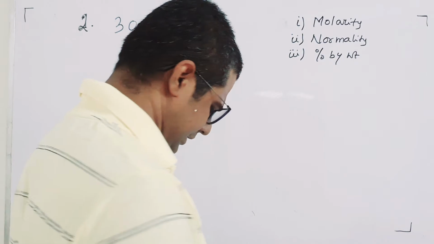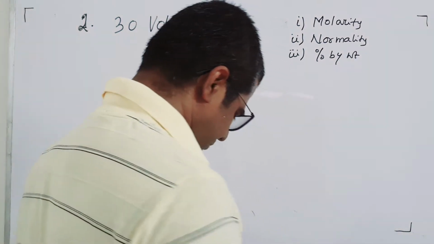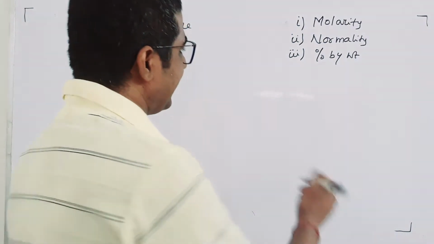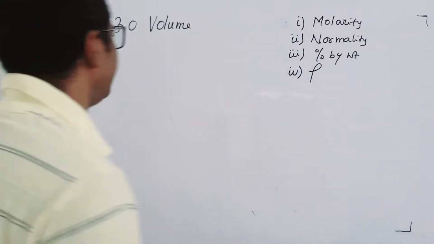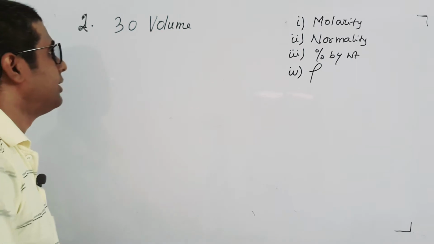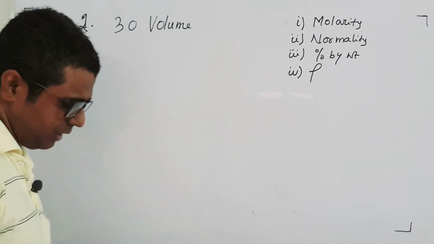Okay, we'll find out percentage by weight, no issues. Number 4, we need to find out the density, rho. One by one we are going to find out all these things. So here it is given 30 volume. So how will I go about it?